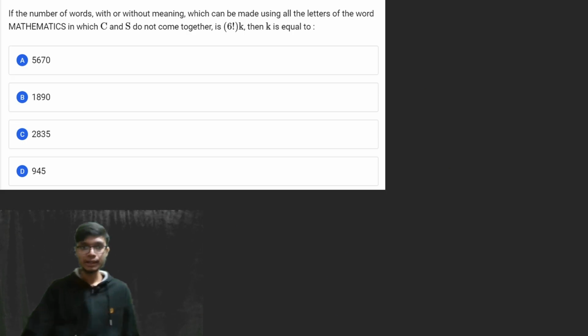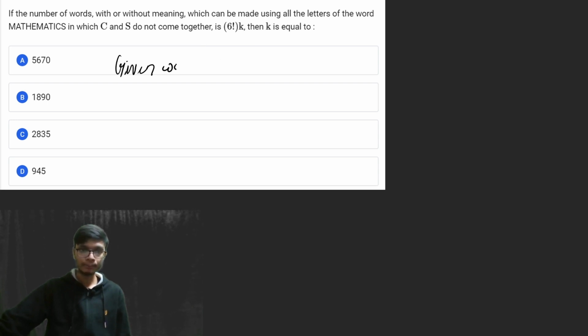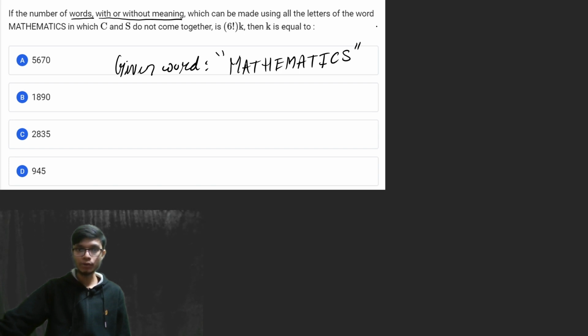The next problem asks for the number of words, with or without meaning, that can be formed using the letters of the word mathematics. The given word is mathematics, and you have to form words that make use of all the letters of the word mathematics, in which C and S do not come together.